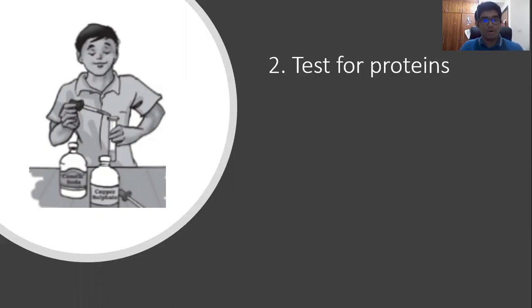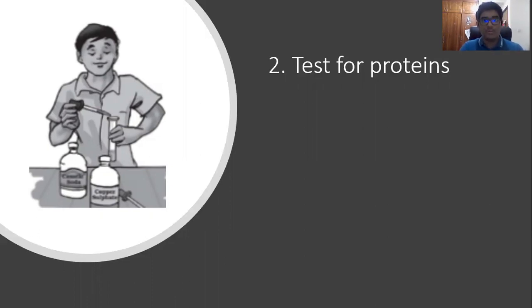After you have powdered the food, add that food item into a test tube and add 10 drops of water. After adding 10 drops of water, shake it thoroughly, and after that, add 2 to 3 drops. Remember, only 2 to 3 drops of copper sulfate. Then add 10 drops of caustic soda. After adding all these, shake it thoroughly and let it sit for some time.